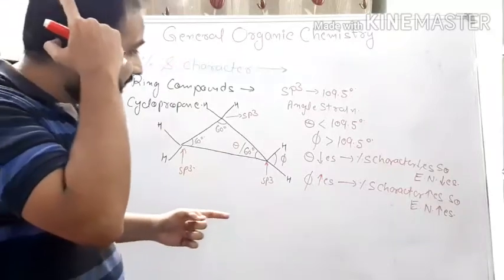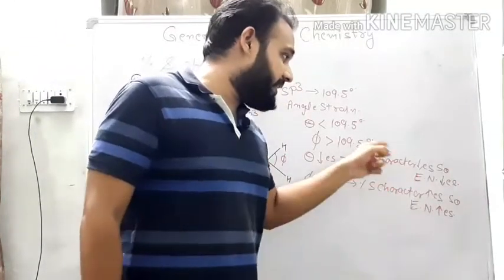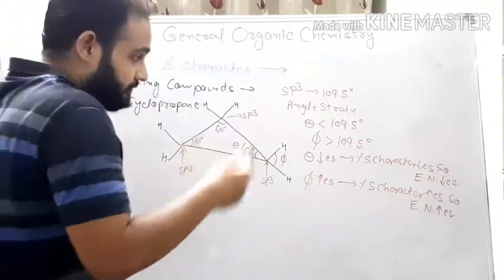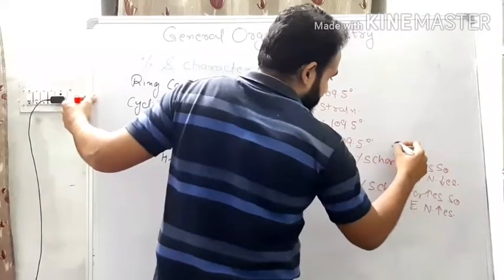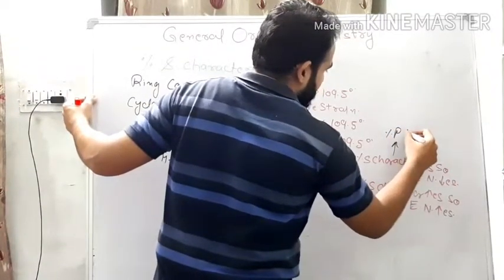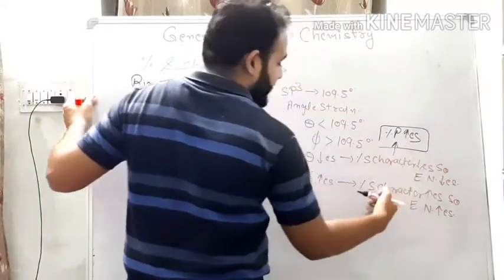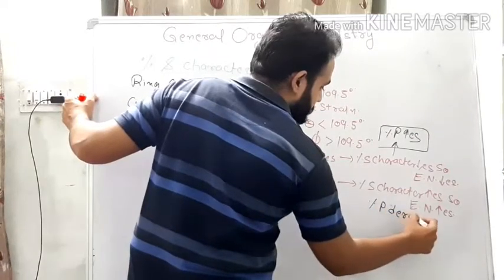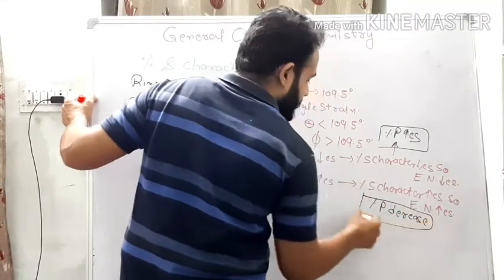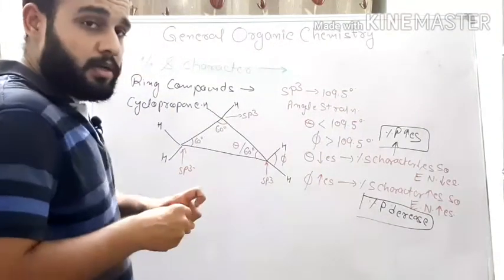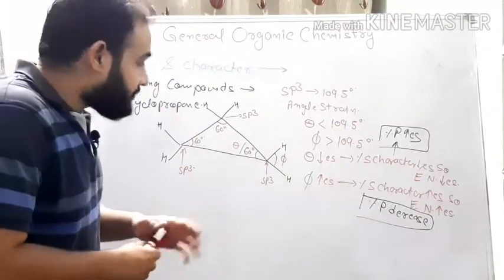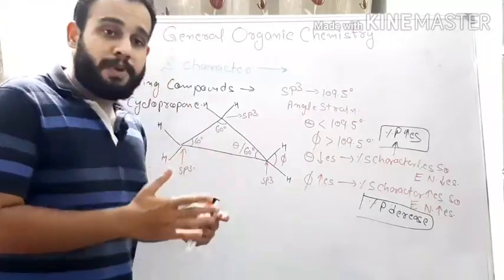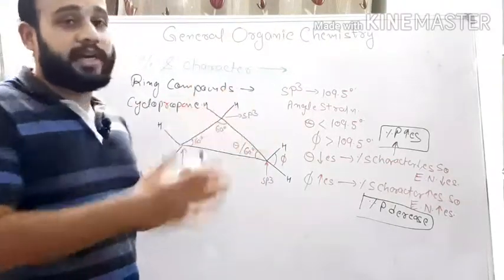Another concept, friends: when there is a decrease in percentage s character, the percentage p character increases. So remember that when percentage s character decreases, percentage p character increases, and when percentage s character increases, percentage p character decreases. Remember these points. Now you completely understand the relationship of percentage s character within ring compounds. Now we can compare different types of ring compounds according to their electronegativity.